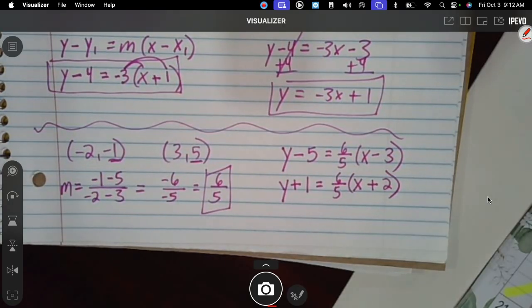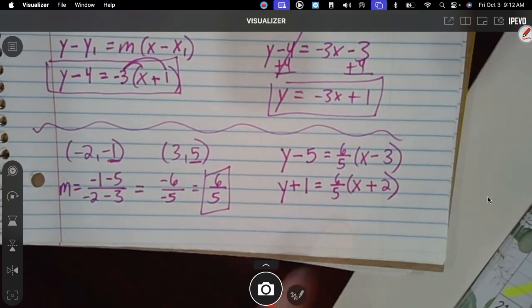Y'all, those are both the same equations. You may not know it, but they are. If I solve them for y, they'll be the exact same equation. Okay? But we can leave it in point slope form. Are we good with that? Do we need one more where we're given 2 points? Yes? Okay. Let me do another one of those.